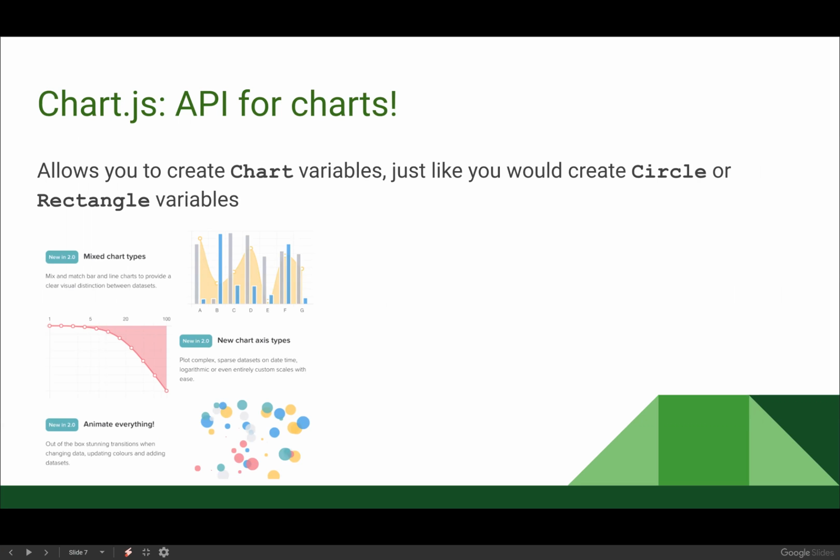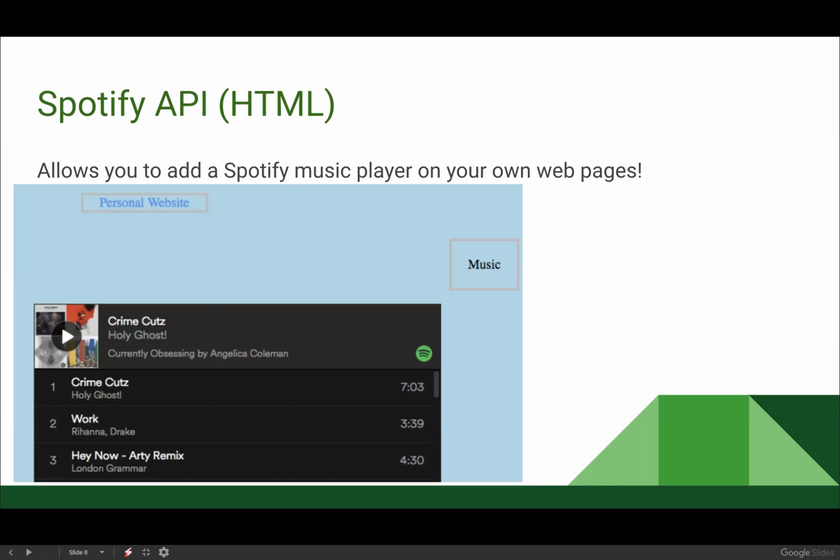So there's things that we can use to make charts. If I wanted to make some chart with a different library, I can import a library to build charts. I can add Spotify to a website that I'm developing using the Spotify API. So there's all kinds of different APIs that we have access to within our programs that allow us to do a variety of different things.